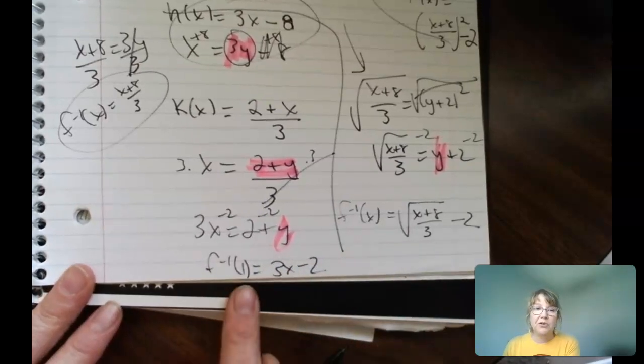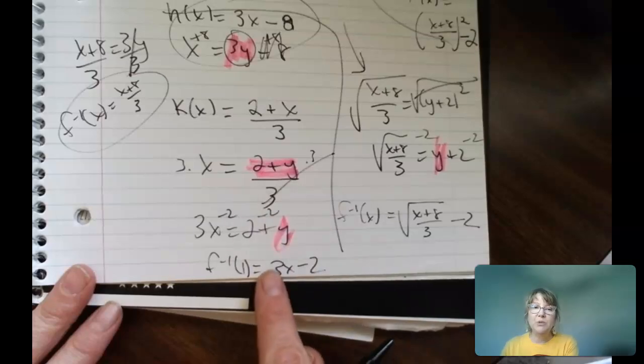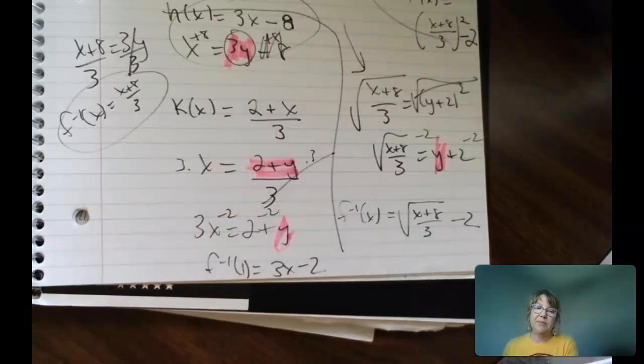Now check your answer. Dividing by 3, I have multiplying by 3. Adding 2, I have subtracting 2. And those work. Okay.